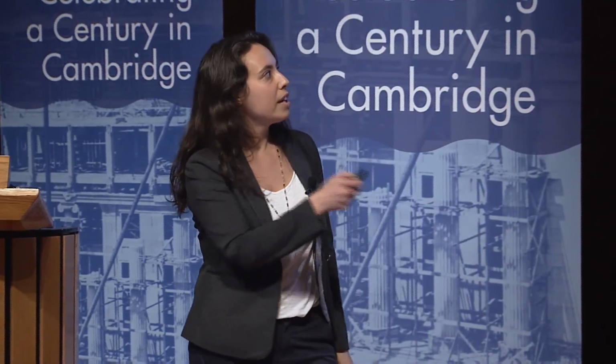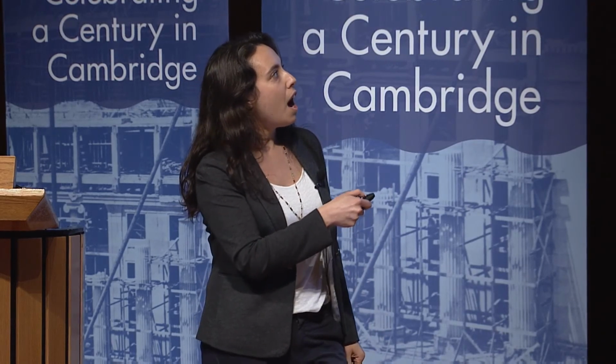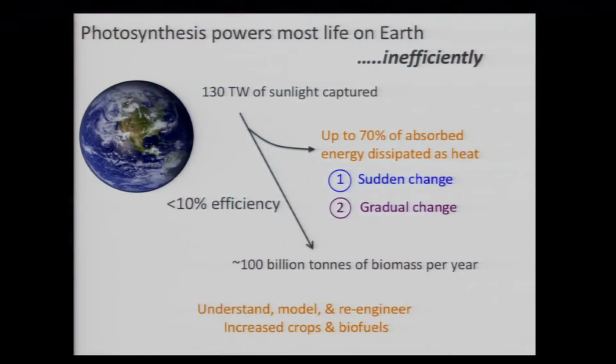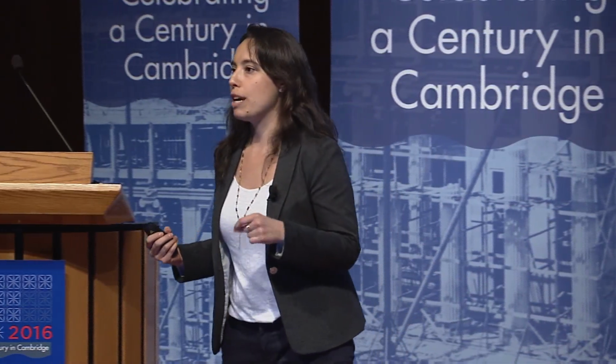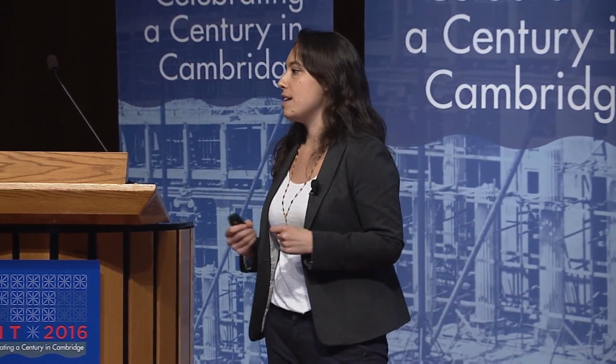And so now, if we're thinking about this process within the context of understanding and improving the efficiency, we've been able to take a step towards this first part, understanding this efficiency, where we identified these two different mechanisms. And now thinking about the frontiers and the future, we can continue to build our understanding, develop models, and think about ways we can re-engineer not just circuitry, but biological circuitry, with the goal of getting the crops and the fuels that we'll need as a society.